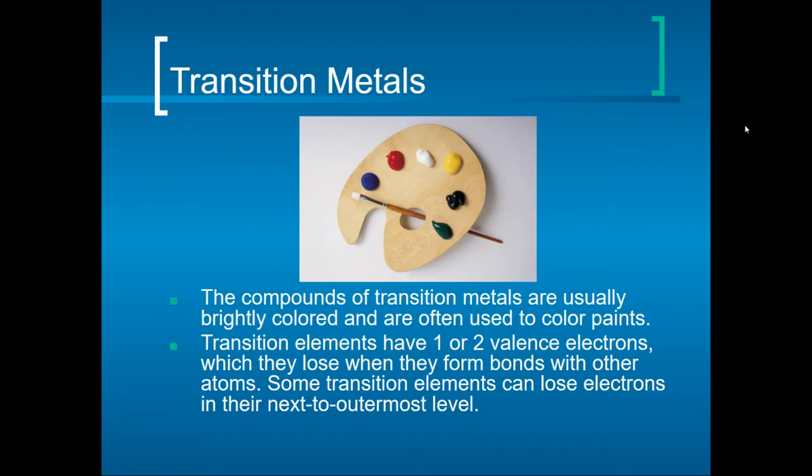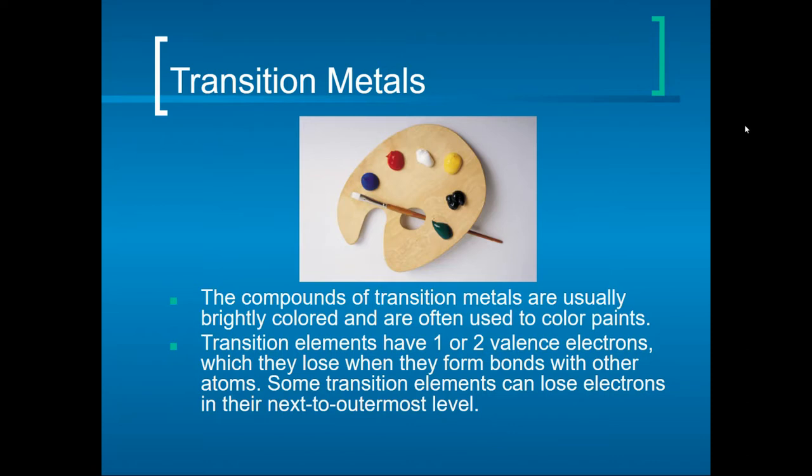All right, so the compounds of transition metals are usually brightly colored and are often used to color paints. Transition elements have one or two valence electrons, which they lose when they form bonds with other atoms. Some transition elements can lose electrons in the next to outermost level. That's upper level stuff, and when we get back in person, we will talk about it and I'll show you.